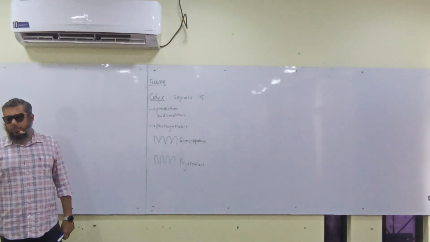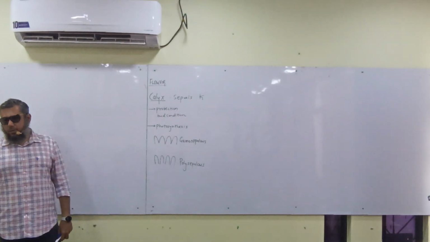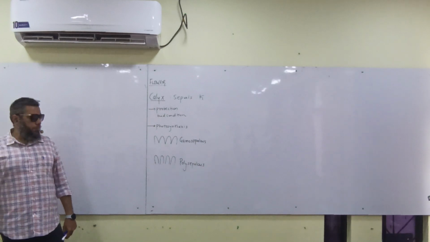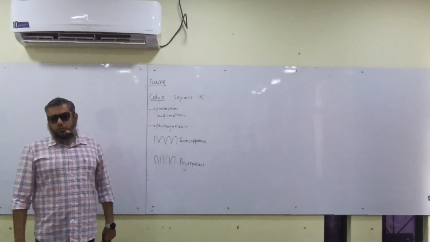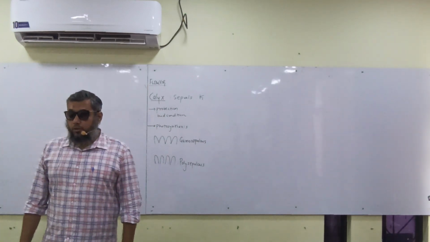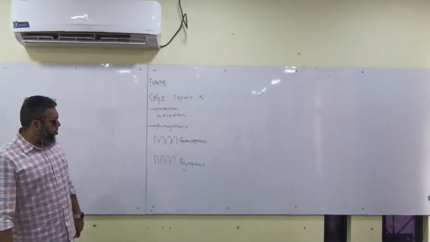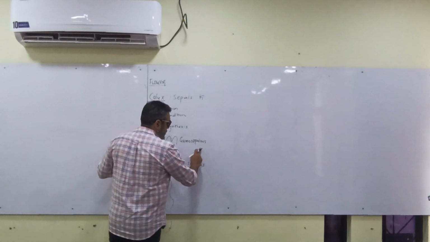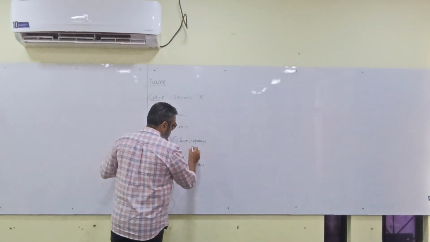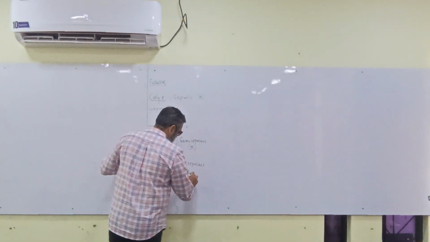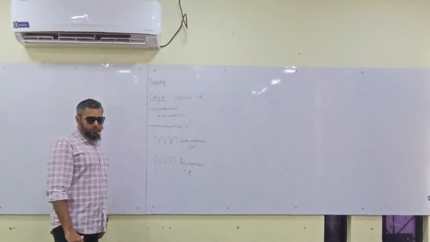So what are the two types of sepals? Gamosepalous, polysepalous. Gamosepalous मतलब they are united at the base. Polysepalous मतलब they are free at the base. And the gamosepalous condition is represented by K in bracket, and here it is K that is free.